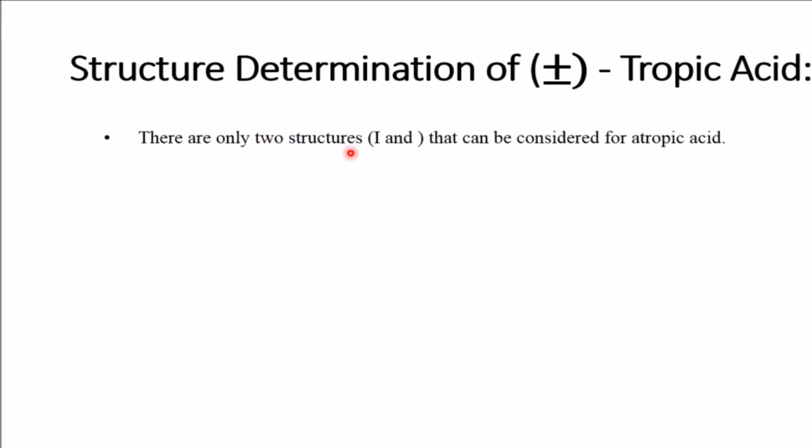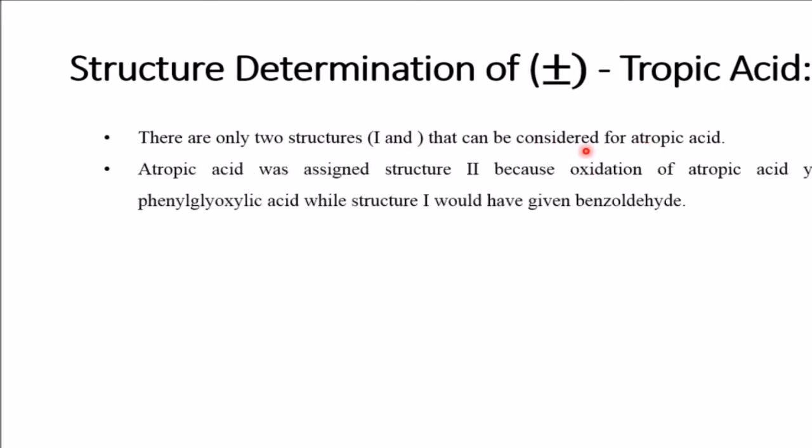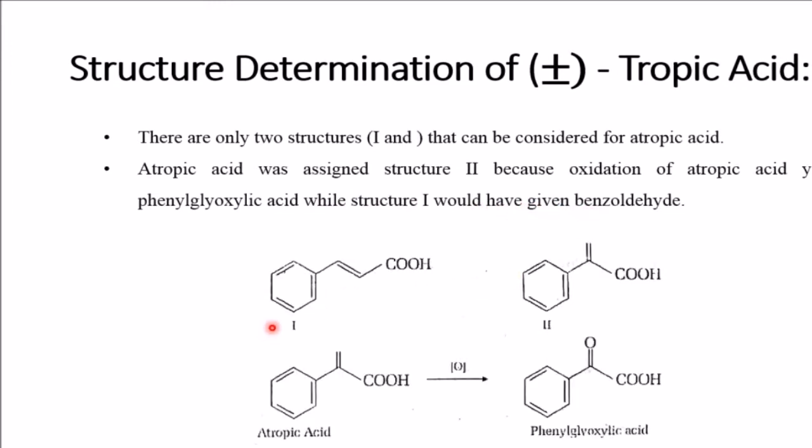There are only two structures, structure 1 and 2 (a typographical mistake, that can be confirmed by atropic acid). Atropic acid was assigned structure 2 because oxidation of atropic acid yields phenylglyoxylic acid, while structure 1 would have given benzaldehyde. When we consider structure 2 of atropic acid, on oxidation it gives phenylglyoxylic acid like this one.